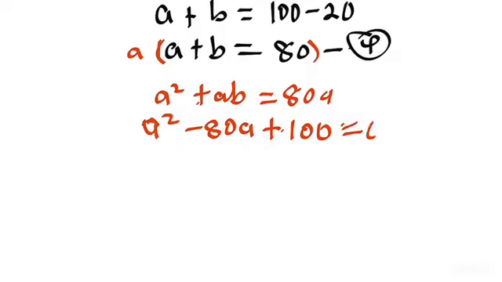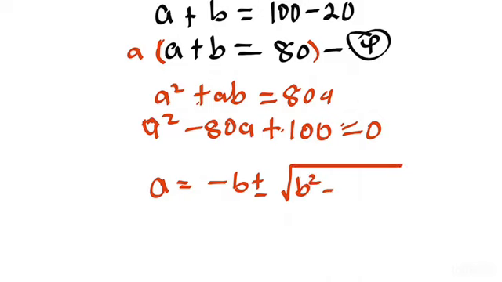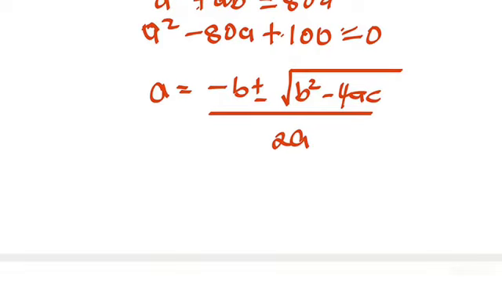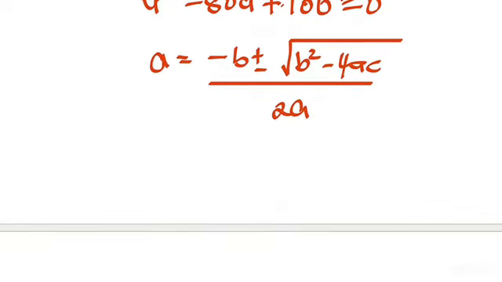So we'll be using the quadratic formula. A is going to be minus b plus or minus the square root of b squared minus 4ac, all over 2a. This is the quadratic formula, so that's the formula we're going to use. Now from there, what do we have? Minus b will be minus of minus 80, which is 80.